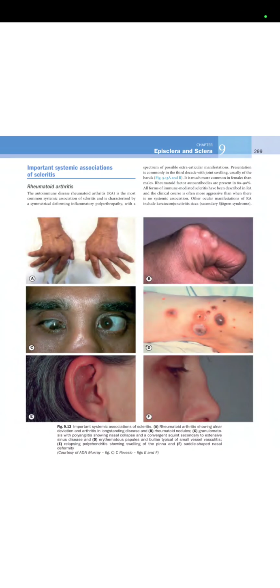Kanski lecture series, chapter 9, Episclera and Sclera, part 3. And in this part we are going to discuss the important systemic associations of scleritis.